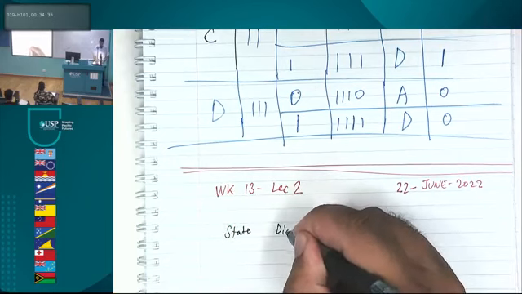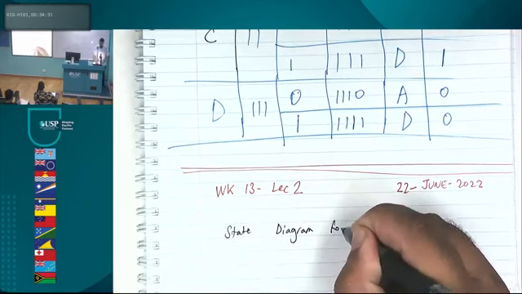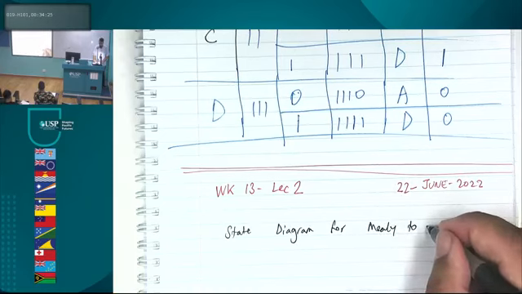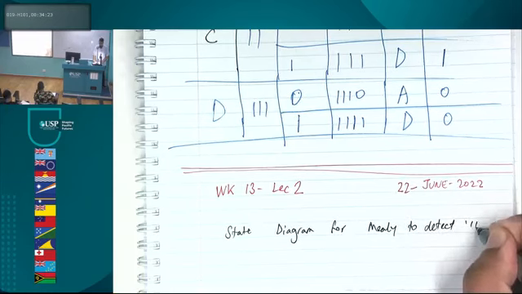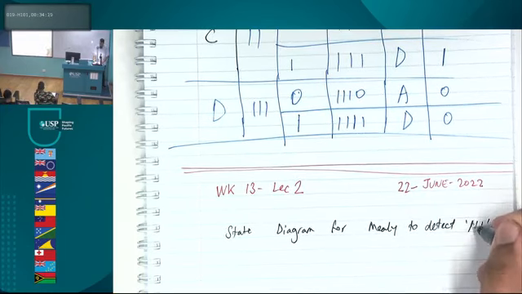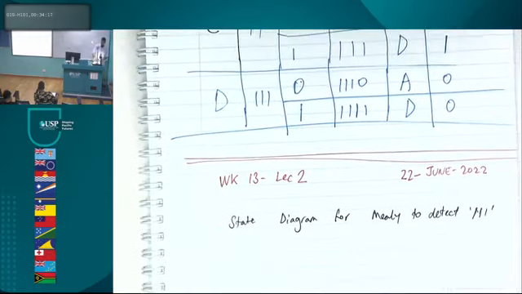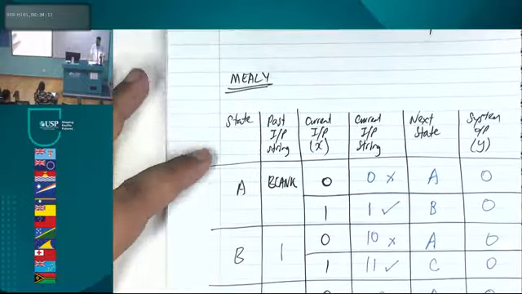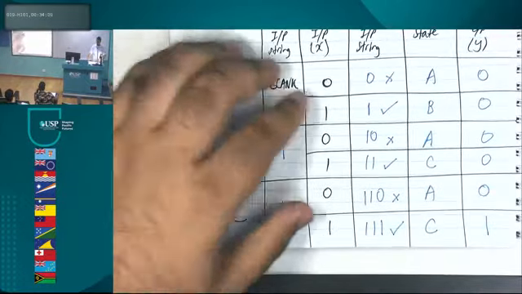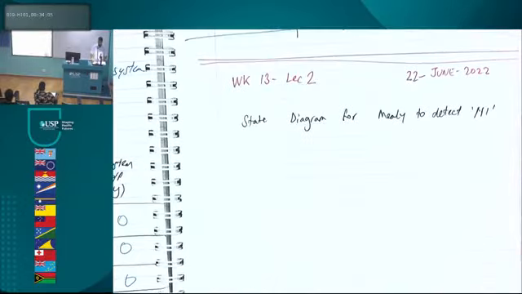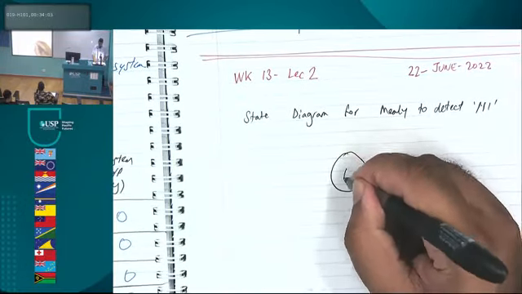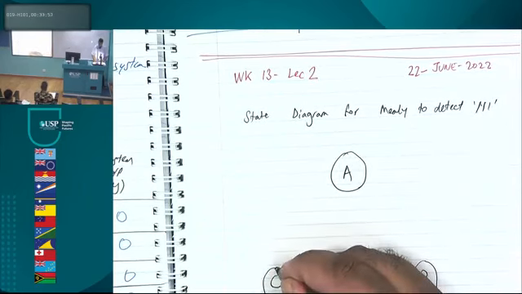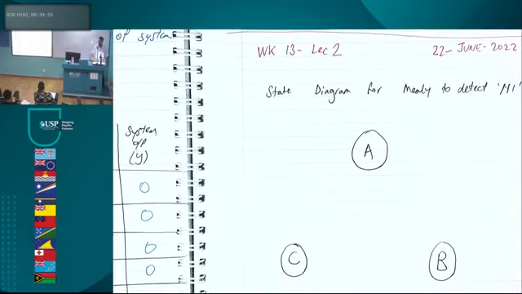Now let's look at the state diagram for Mealy to detect. I want to convey an important piece of information. I hope you have this from yesterday, this part here: A, B, C. So obviously our thing is going to be A, B, C. Now it's a Mealy machine.